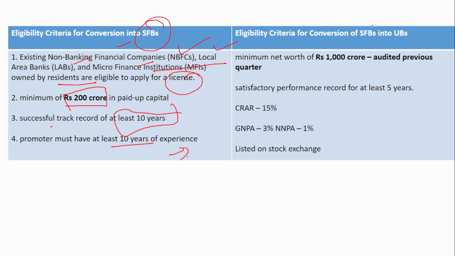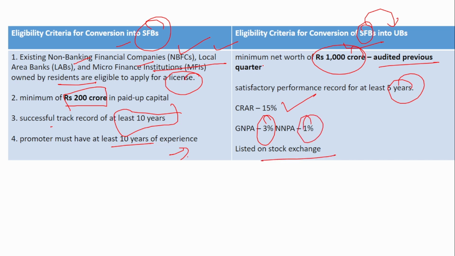Let us look into the eligibility criteria for a small finance bank to convert into a universal bank. The minimum net worth is 1000 crores, as per the previous quarter, and it should be audited. Remember, the previous quarter should be audited and the minimum net worth should be 1000 crores. They should have a satisfactory performance record for at least 5 years, maintain a capital adequacy ratio of 15%, gross NPA at 3% and net NPA at 1%, and also be listed on the stock exchange. Remember the eligibility criteria, it is very important.